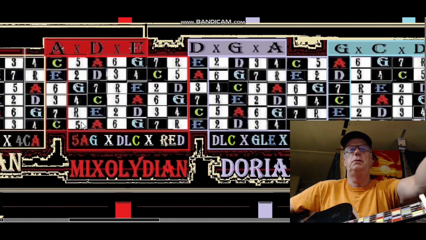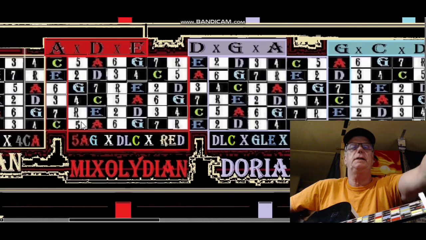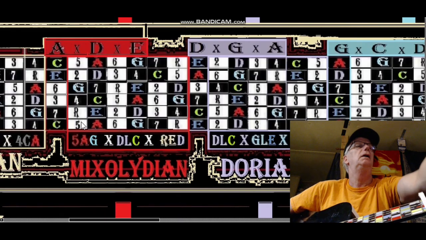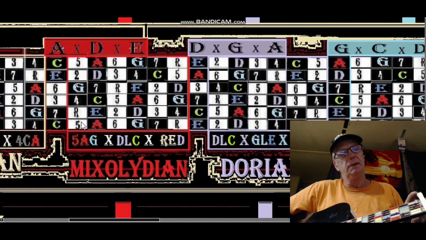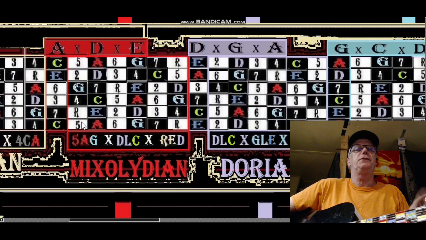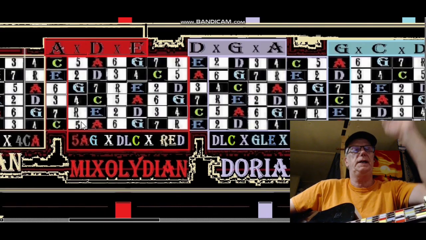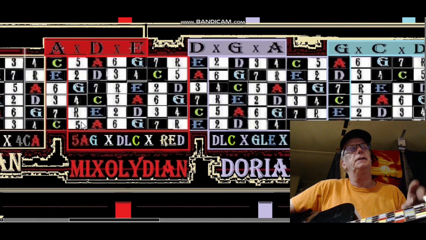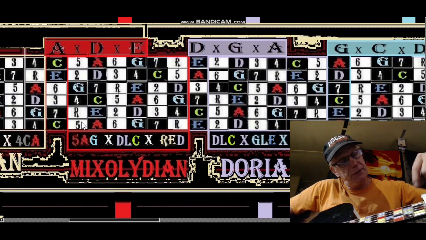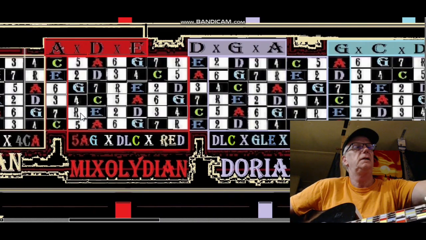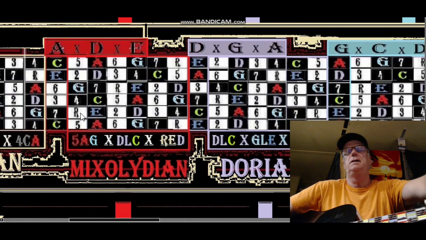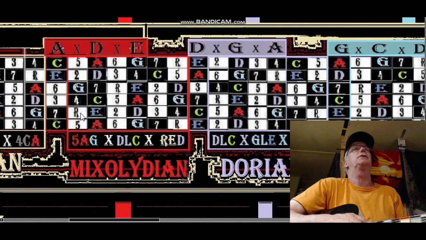They're all E. All E's. Okay. Then E is the 5th of its 4th, A. So E is the 5th of A. So the key is A here. So the root that is on the second string is an A. Okay. So that's how that works.